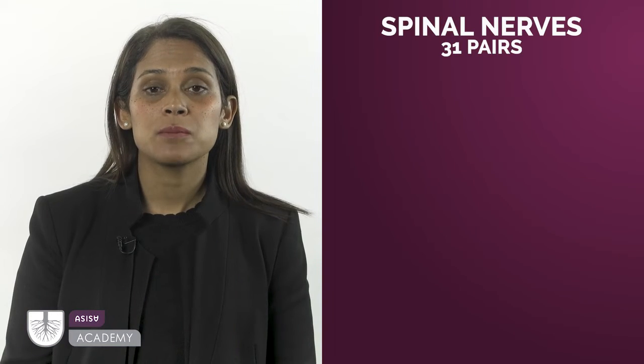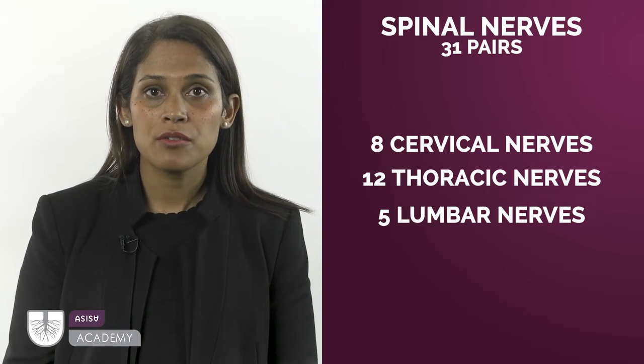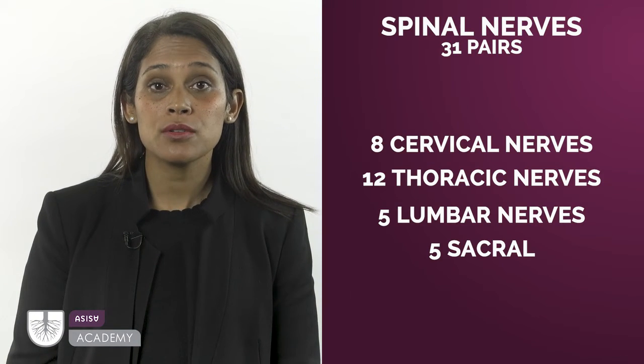The 31 pairs of spinal nerves are made up of 8 cervical, 12 thoracic, 5 lumbar, 5 sacral, and 1 coccygeal. As mentioned in the previous central nervous video, the spinal cord terminates in the lumbar region. Where the spinal cord terminates, peripheral nerves fill the spinal canal. These peripheral nerves look like the tail of a horse, and hence the name cauda equina, a term you may have come across before as well.